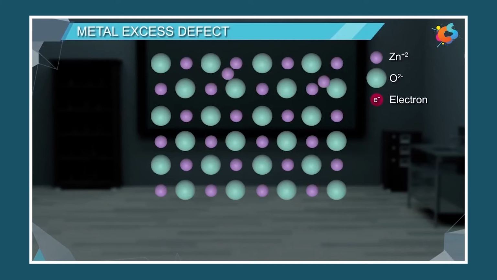The excess Zn2+ ions are trapped in interstitial sites. Free electrons are also trapped in neighboring interstitial sites to maintain electrical neutrality. These free electrons absorb light to undergo transition to a higher level and are responsible for the yellow color.